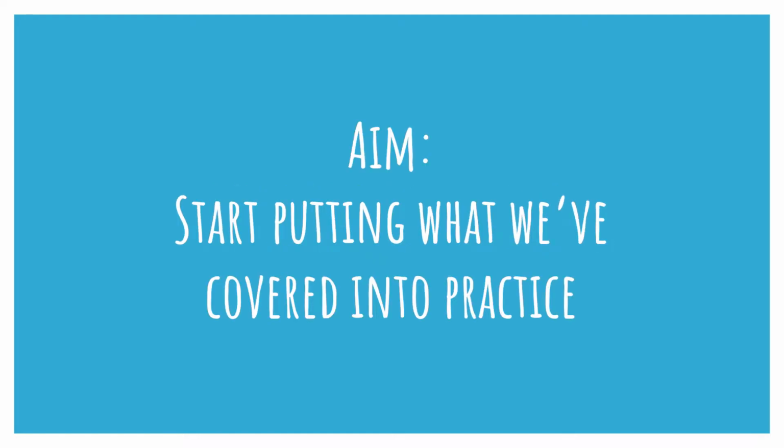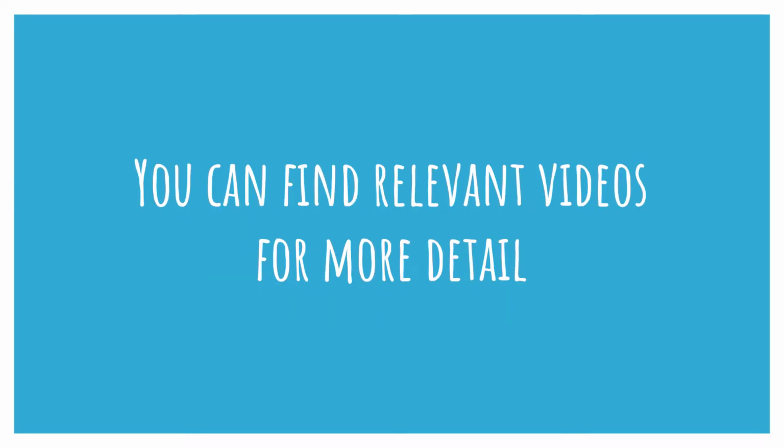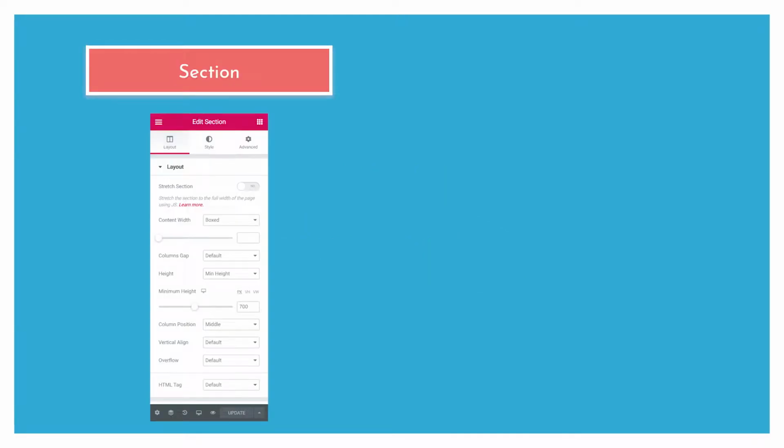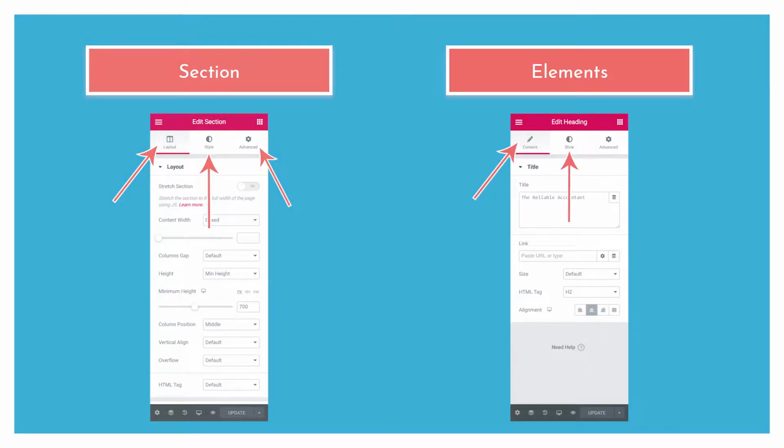The aim of this video is to start putting everything we've learned about sections, columns, and elements into practice. I won't be stopping and explaining everything I do in this demo, as there will be other videos that go into these details. But one thing I do want to get into your mind is the idea of building your web pages one step at a time. What I mean by this is making a section, going through the layout, style, and advanced, adding your elements, going through content, style, and advanced settings. When you're finished with one section, then you move on to the other.